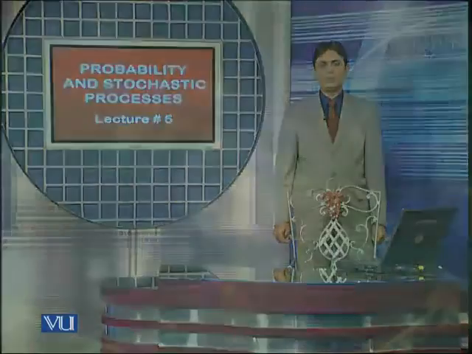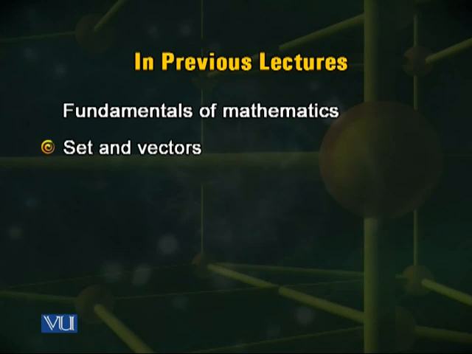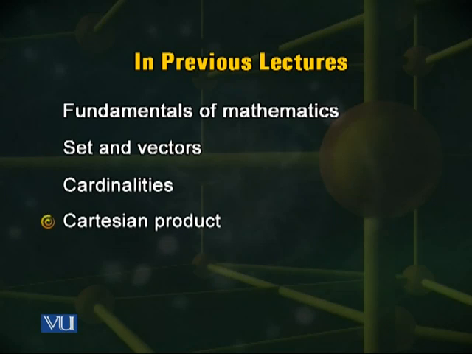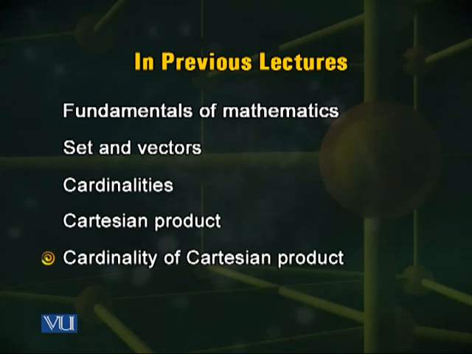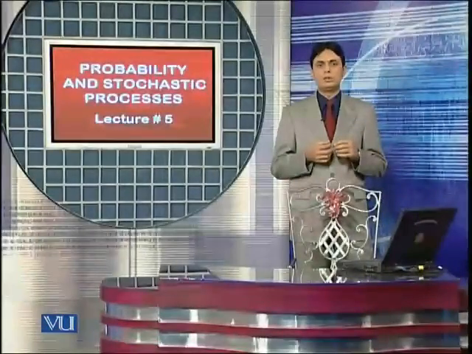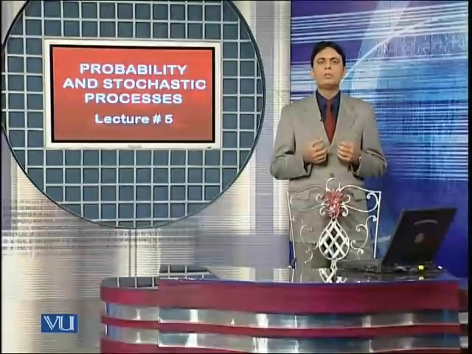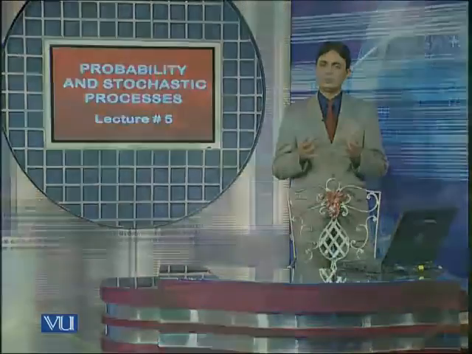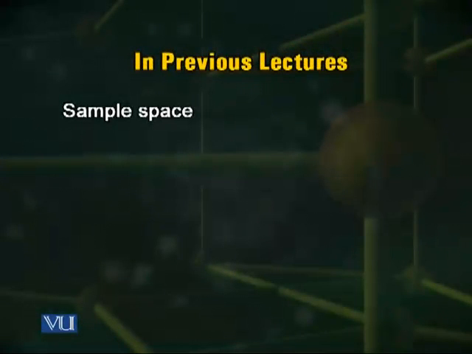In the previous four lectures, we have covered the basic mathematical tools that we need to analyze random phenomena, and we applied these tools to some simple problems. Particularly, we studied sets and vectors, cardinality of sets, Cartesian product of sets, and cardinality of Cartesian product of sets. We also discussed relations and functions, and then we applied all these mathematical tools to analyze random phenomena by putting all outcomes of a random experiment in a set and calling it a sample space.